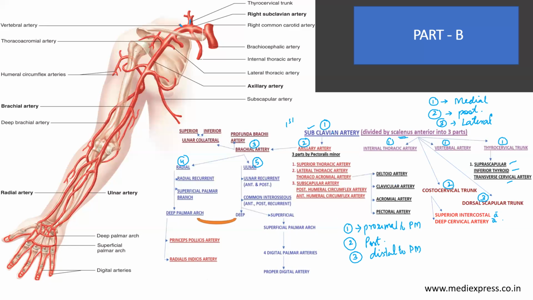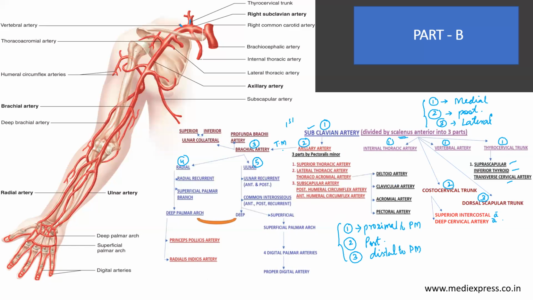The first part of the subclavian artery comes from which, and all the parts of the axillary artery come from which part. This is important to remember. Now, coming downwards, the axillary artery then continues to become the brachial artery, and that too is at the lower border of the teres major muscle. Remember this.